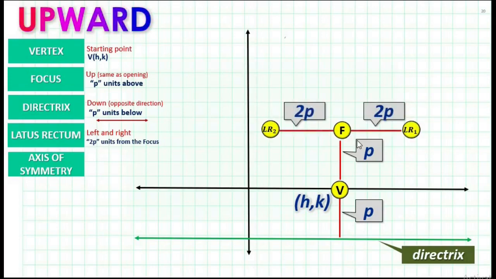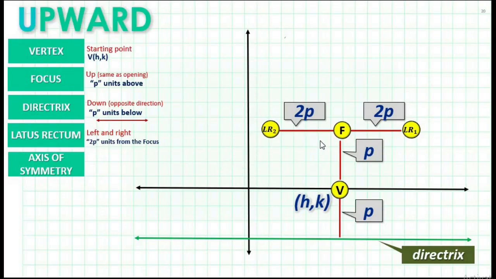Now, the endpoints of the latus rectum will have a notation of LR sub 1 like this and LR sub 2. The labeling of the endpoints of the latus rectum are interchangeable. So it's up to you where would you like to label LR sub 1 and LR sub 2.